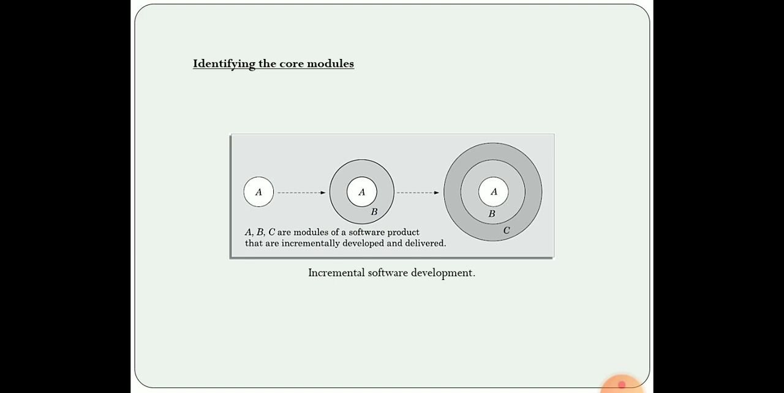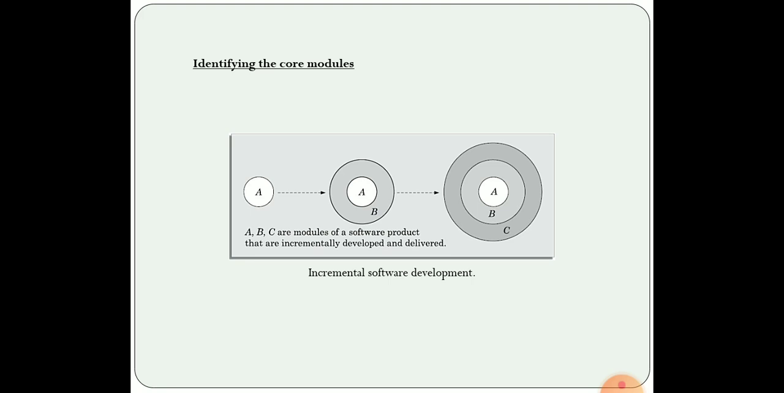Here A is the first core module that can be individually developed. After developing module A, additional functionalities or additional modules can be added to the basic A module. That is, we have added B to A, B may be some other module, and after implementing A and B, we further add more functionalities to the A and B modules.